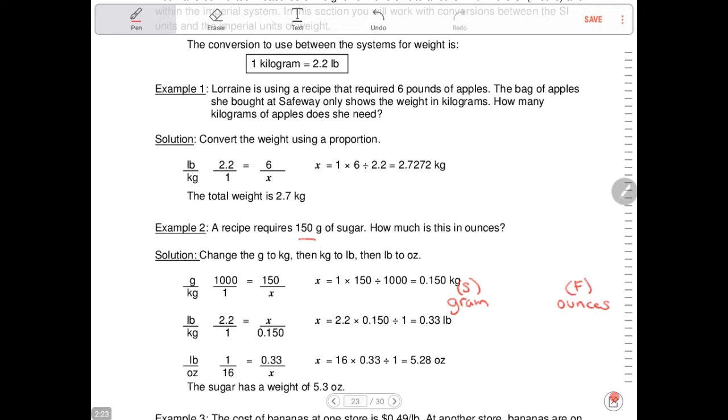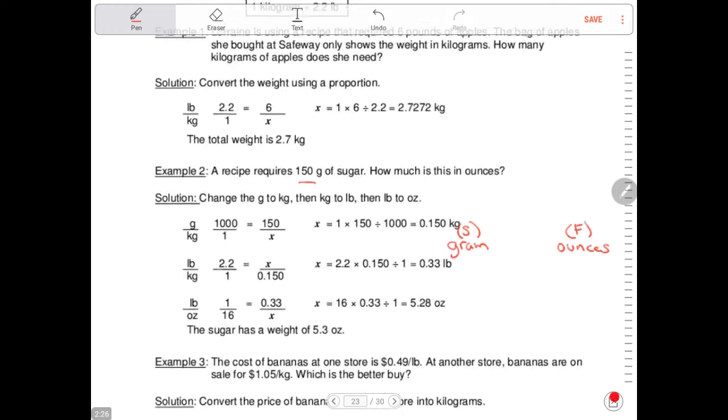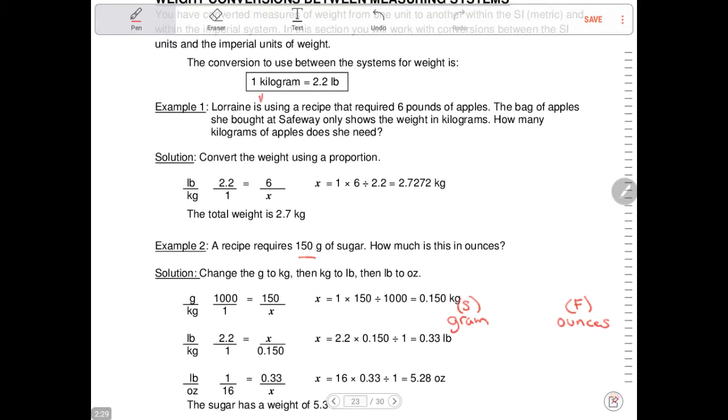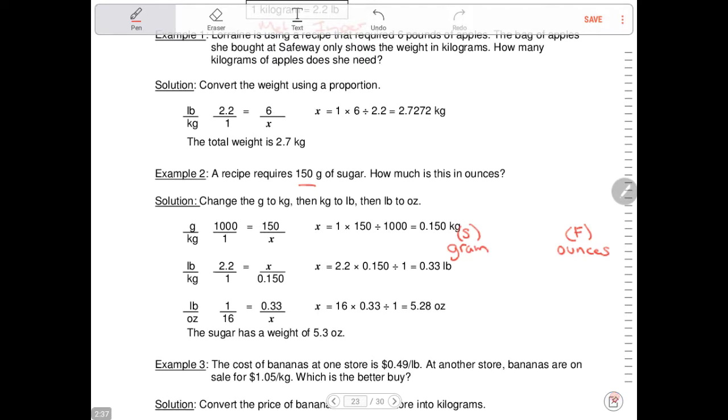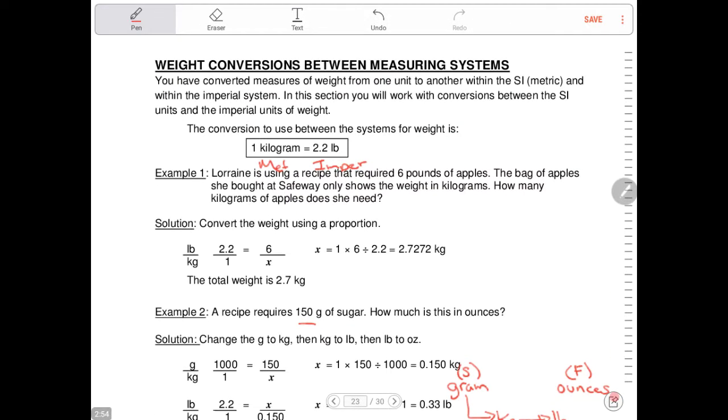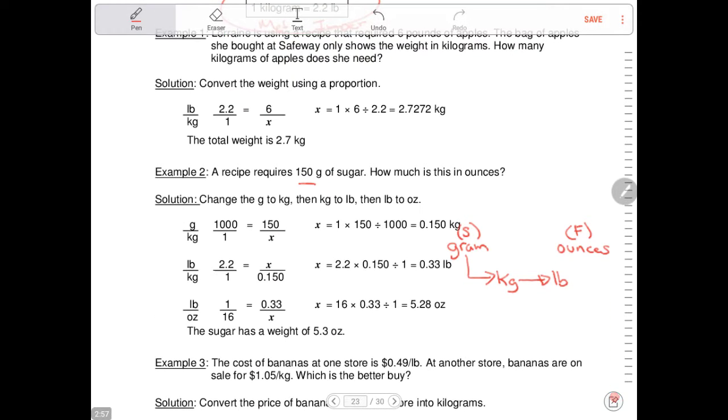So what about this? Is it reasonable, if you look here, this is your metric, this is your imperial. Could I take that gram and change it into kilograms? Well, the answer is yes. That's going to be a metric to metric conversion. Then, if I have my kilograms, can I change that into pounds? Well, of course I can. We have that right here. Then, can I take my pounds and switch that into ounces? The answer is yes. That's an imperial to imperial.